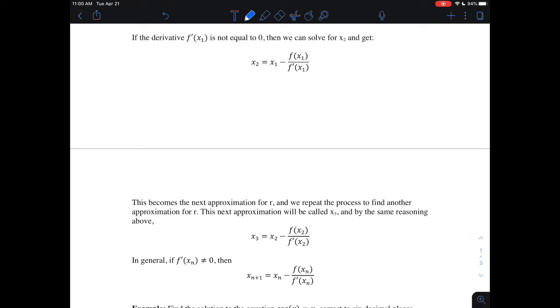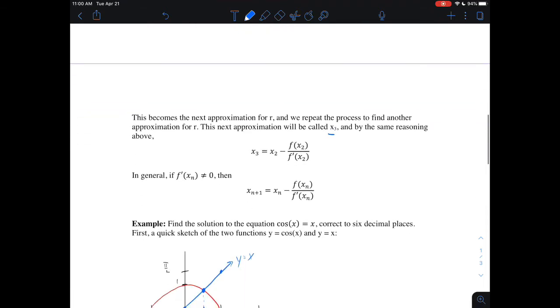We're going to find another approximation, which we'll call x3. And by the same reasoning that we had above, x3 can be written as x2 minus f of x2 divided by f prime of x2. You can see that we can just keep repeating this, and in general, if the derivative at xn is not equal to 0, then any approximation x sub n plus 1 is equal to the previous approximation, x sub n, minus f evaluated at xn divided by f prime evaluated at xn.